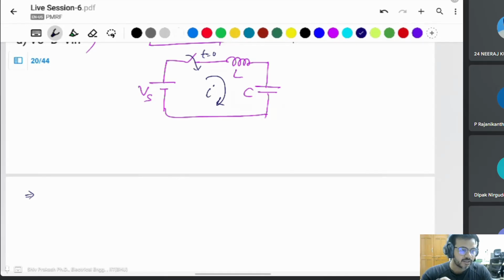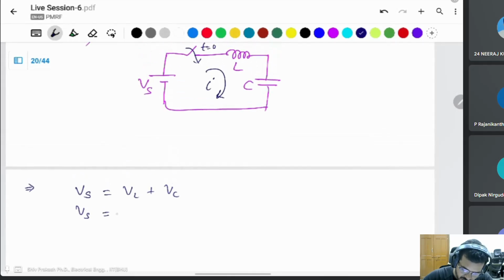Because the inductor will be short circuited and the capacitor will be open circuited. Let's write the mathematical equation and then find what the actual current is. Then what happens is this. If you take a simple KVL, then Vs is equal to VL plus VC.